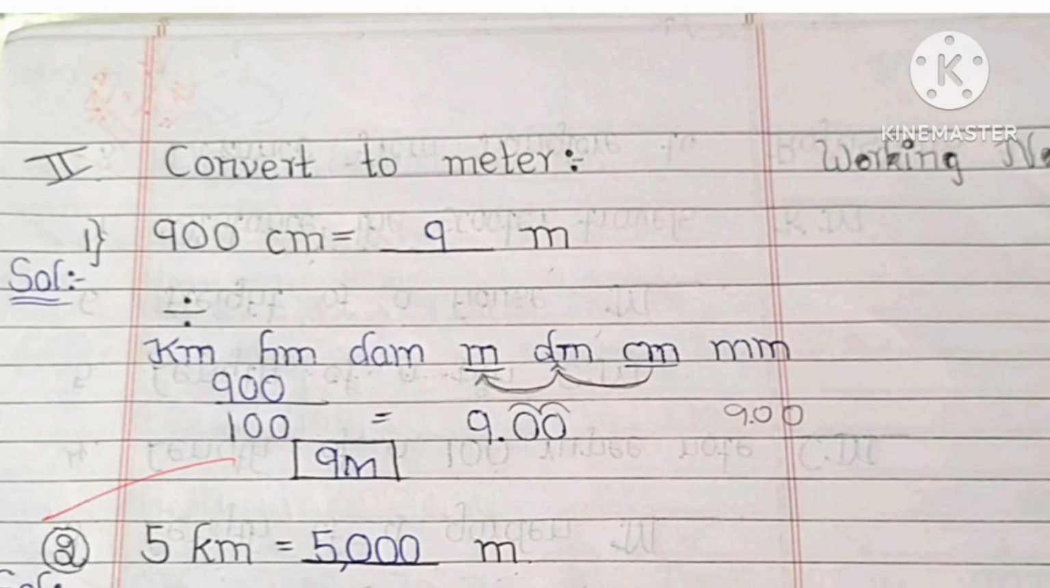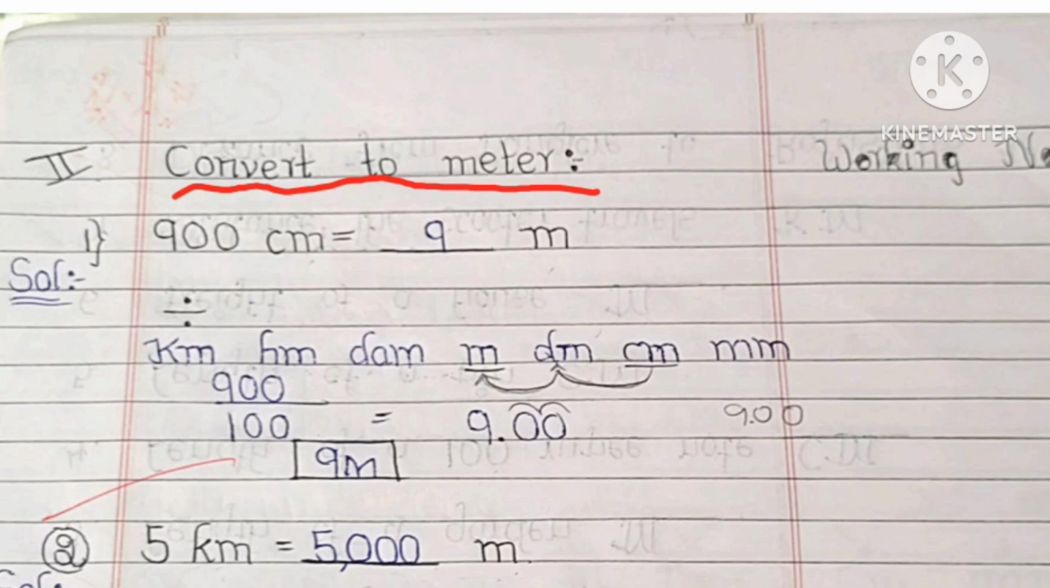Next is problems on conversion. The very first question is 900 centimeter is equal to dash meter. Either you can solve directly by 1 meter is equal to 100 centimeter, we know, by converting that, or the easy way is writing the conversion measuring chart, that is distance chart, and then first identifying whether to do multiplication or division and then solving it step by step.